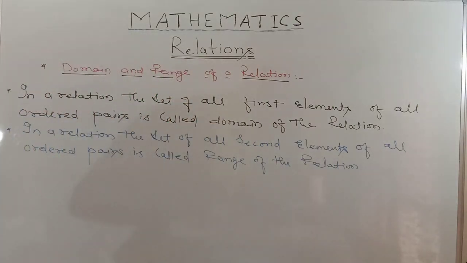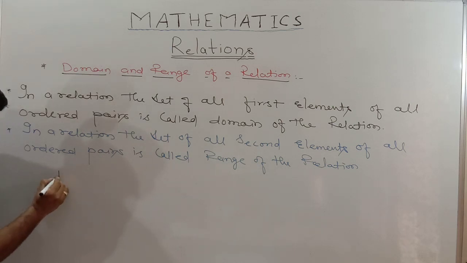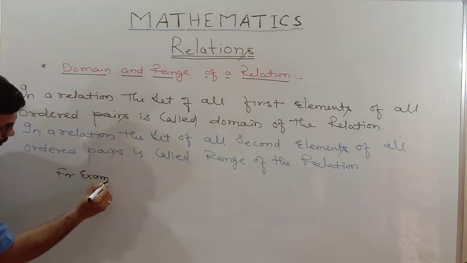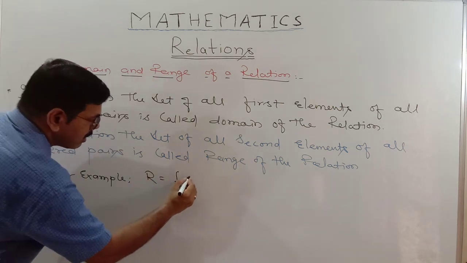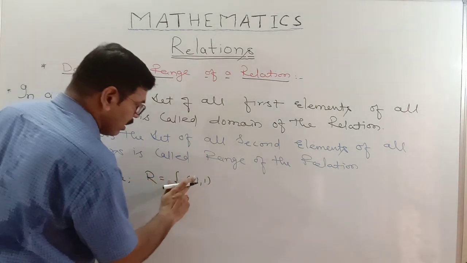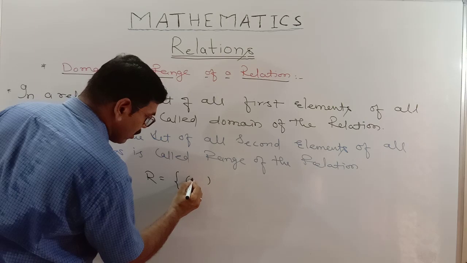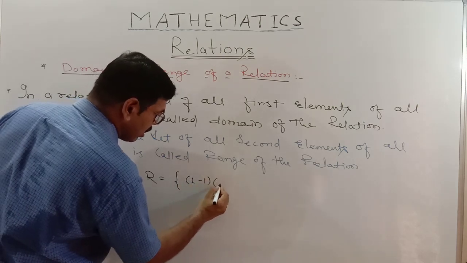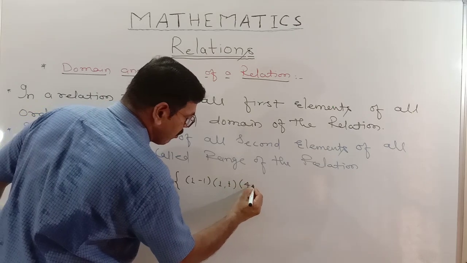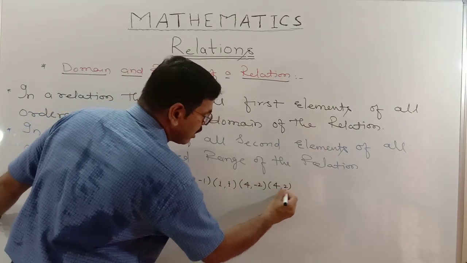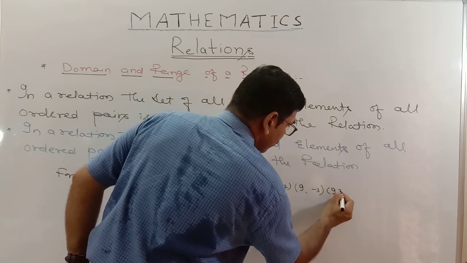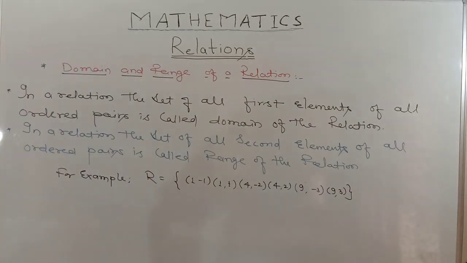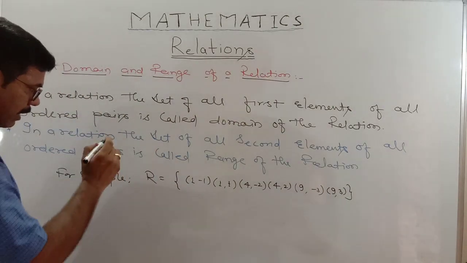See, I'm just taking the last example. As I can remember, in the previous example the relation was: 1 was related to -1, 1 was related to 1, 4 was related to -2, 4 was related to 2, and 9 was related to -3. I think this was the first relation in the previous example.